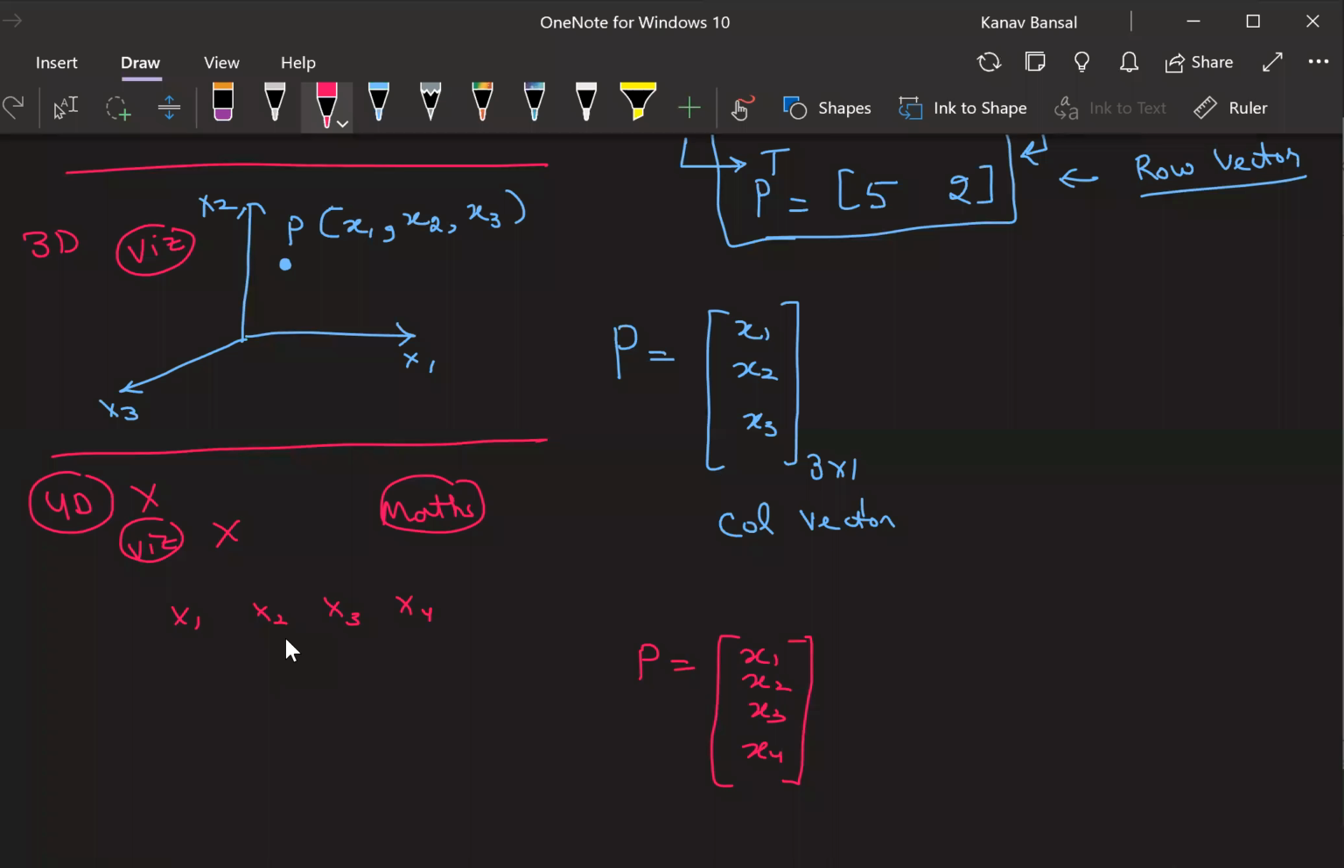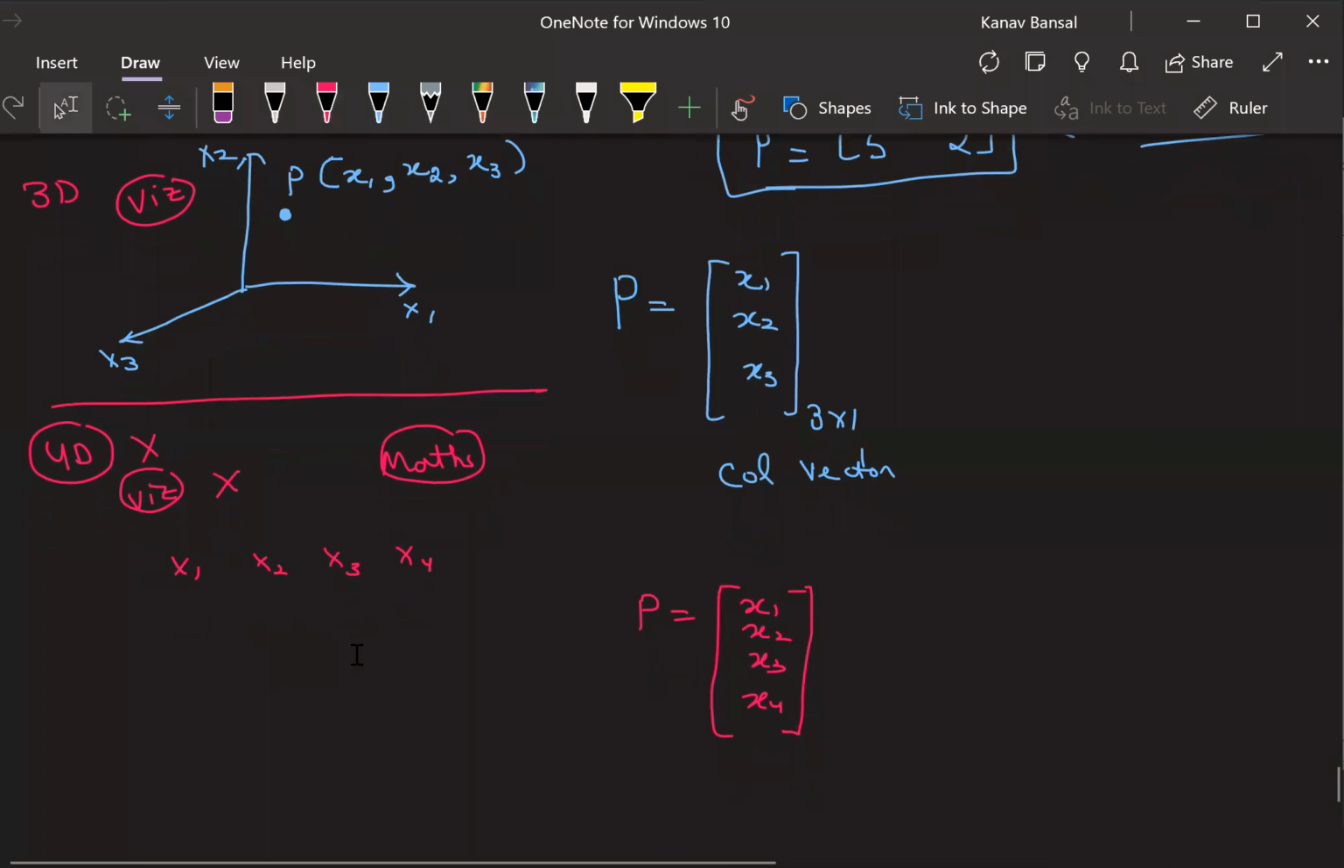Somebody was saying that in order to visualize the fourth dimension, you can use drugs or something, bhang or something. Let's not do that.